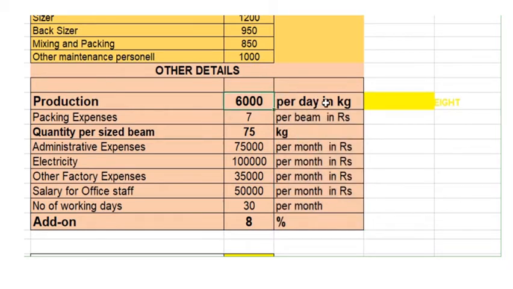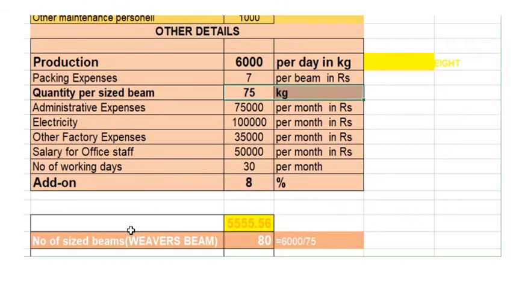So 6,000 is the per day production in kgs. Quantity per sized beam is 75 kg of yarn, and the add-on is 8%. So these things are there, and others are cost details. So with this, we need to look into the solution.